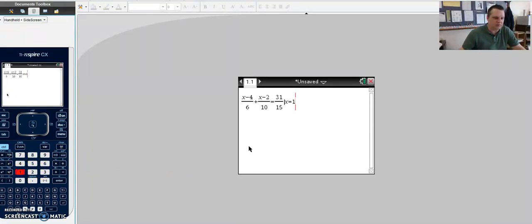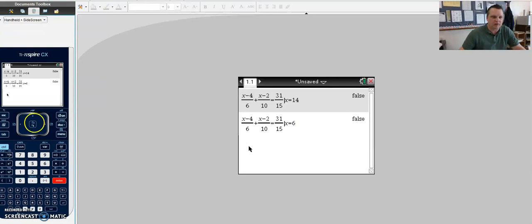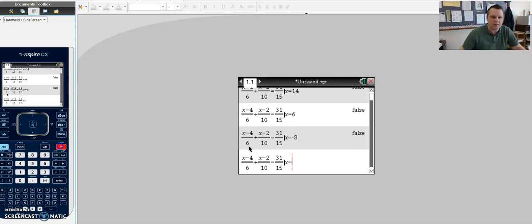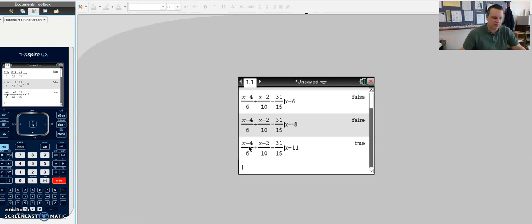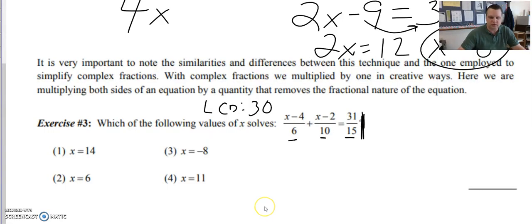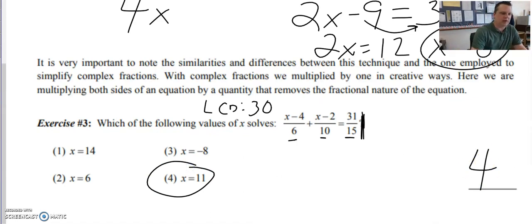The first one is x equals 14. Enter, it's false. So then you come up here, bring it down, back it up, put in 6, false. Bring it down, put in negative 8, false. Oh boy, hope the fourth one works. Bring it down, back it up, put in 11, and there you go. So that's the one that works, which is choice 4. Okay, so make sure you're able to use your calculator for your benefit.